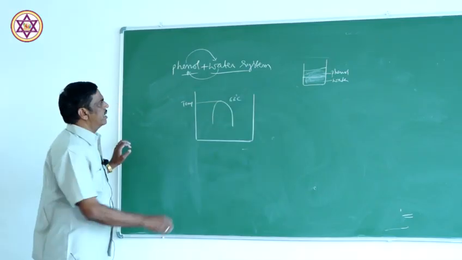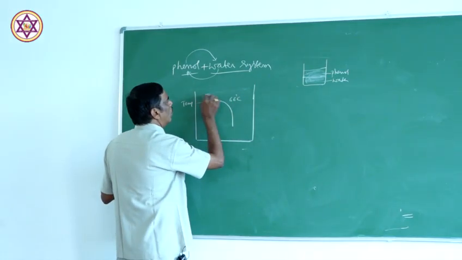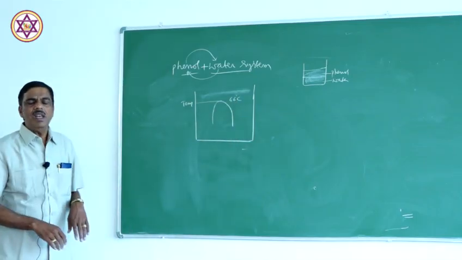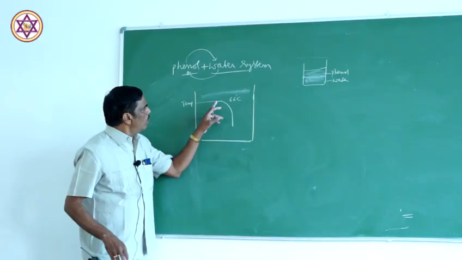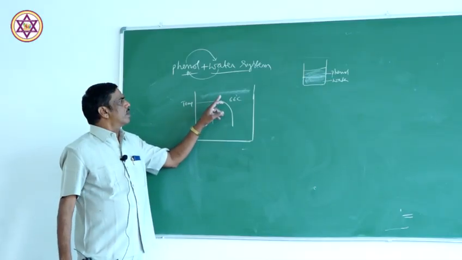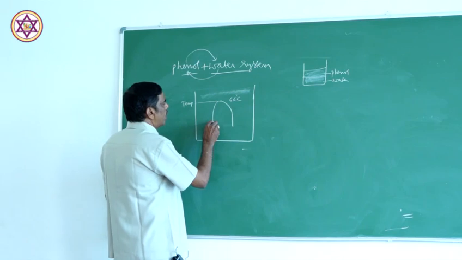At 66 degrees centigrade and above, phenol and water are soluble in any proportion. You take any proportion of the mixture above this temperature, it is completely soluble. But below this temperature, what happens?